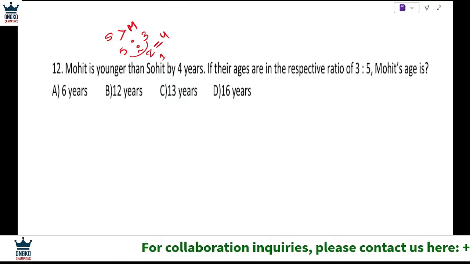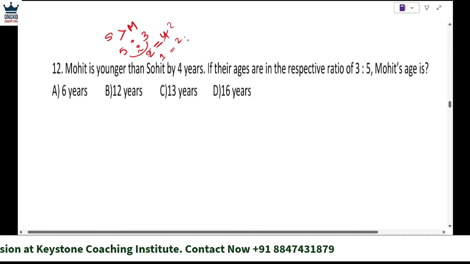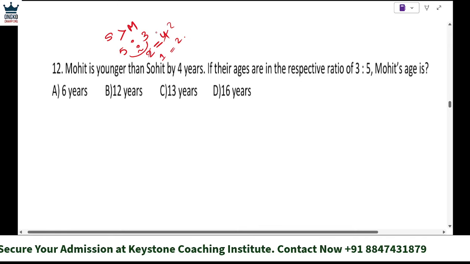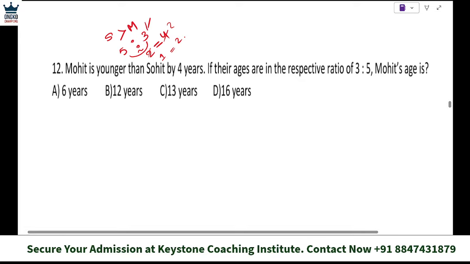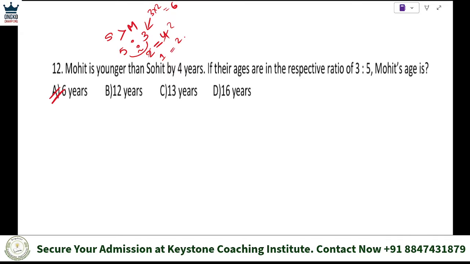So one part is equal to what? 1 times 2, 2 times 2. This will give us 2. So Mohit's age will be what? 1 part is equal to 2. That means it is 3 parts, so 3 into 2 will give us what? 6 years.